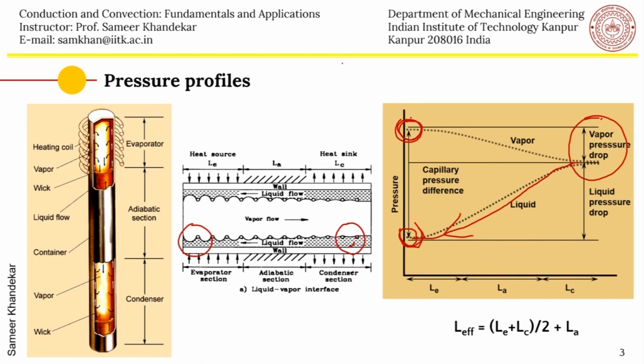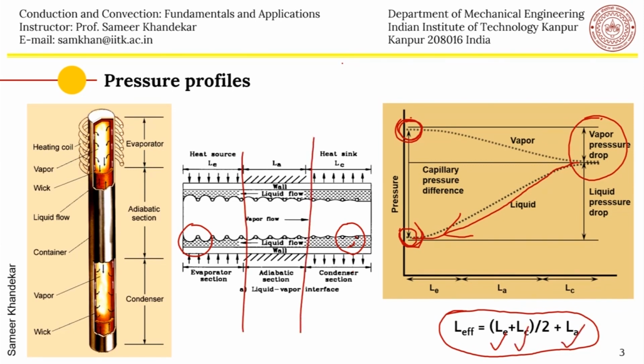And typically the effective length of a heat pipe is taken as half the evaporator length plus half the condenser length, and whatever is the adiabatic section in between, if at all there is an adiabatic section. So this is what is L_A, and this is also taken to be the length.